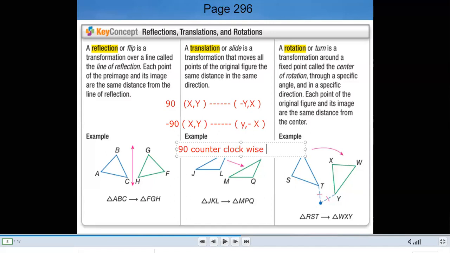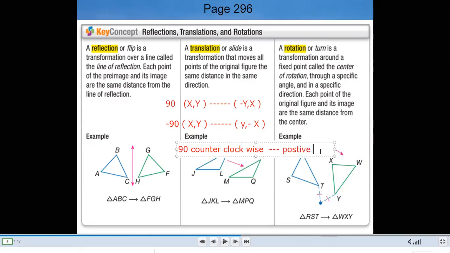Counterclockwise. So that means positive or negative? Counterclockwise, positive. Okay, then once you have the sign... I have a question. Yes, sure. So 90 counterclockwise is 90, right? Same thing, same thing. Okay.